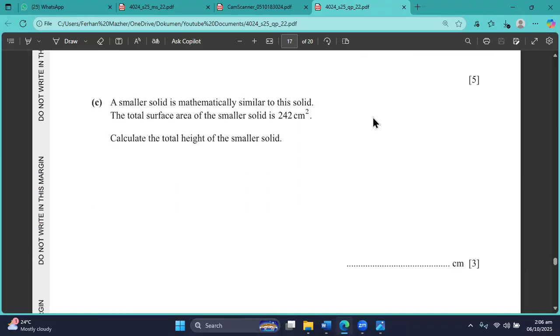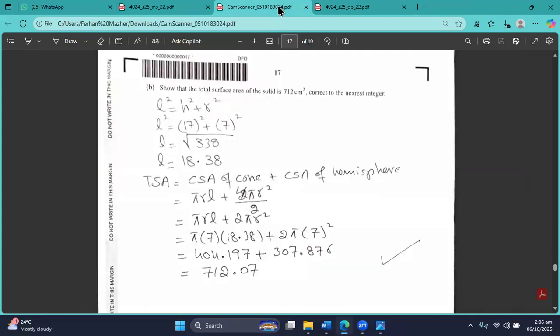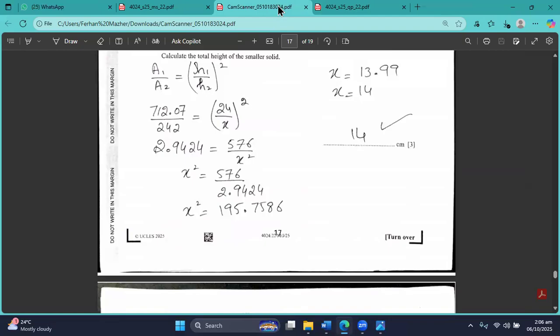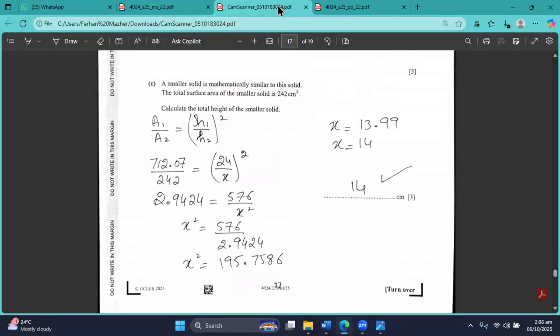Okay. He says a smaller solid is mathematically similar to this solid. The total surface area of the smaller solid is 242 centimeters square. Calculate the total height of that smaller solid. You see, area 1 by area 2 will be equal to, because they are similar, height 1 by height 2 whole square. Because these are similar solids, area 1 by area 2 is equal to height 1 by height 2 square.